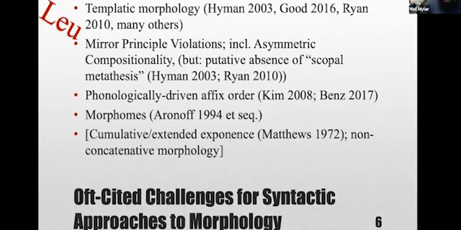He even addressed Hyman's problem of asymmetric compositionality, that is, when two affix orders are possible, and one of them respects the mirror principle rigidly, but the other one has both mirror respecting and mirror violating interpretations associated with it. One remaining elephant in the room, though, is scopal metathesis, which I do want to address very, very quickly.